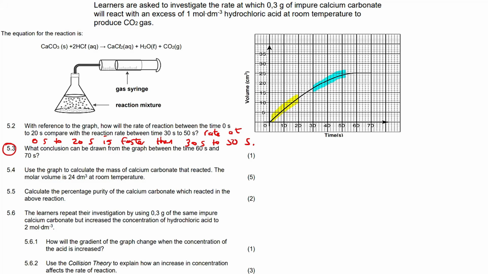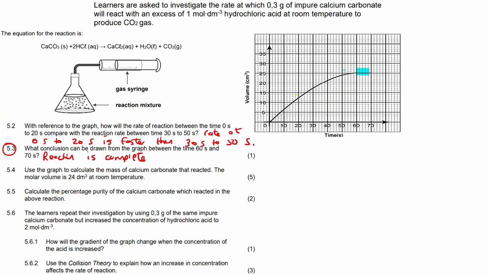This question over here says, what conclusion can be drawn from the graph between 60 and 70? Okay, so between 60 and 70, we can see the line has become flat. Don't call this equilibrium. It's not equilibrium. We are not in a reversible kind of system here. If we were, that would show like an arrow or something. So what we can say is that the reaction is complete.